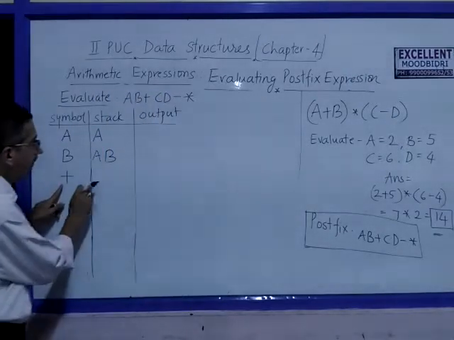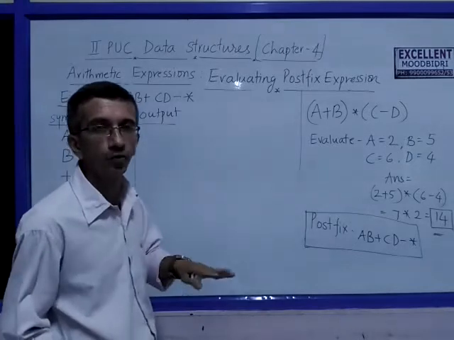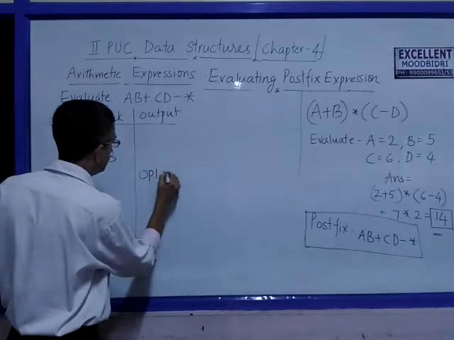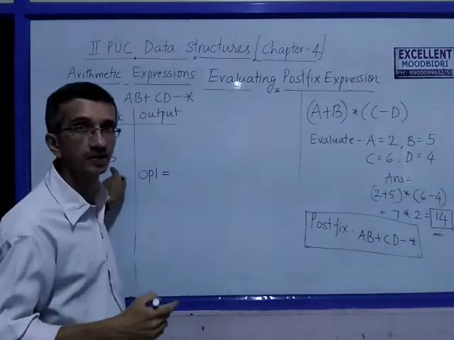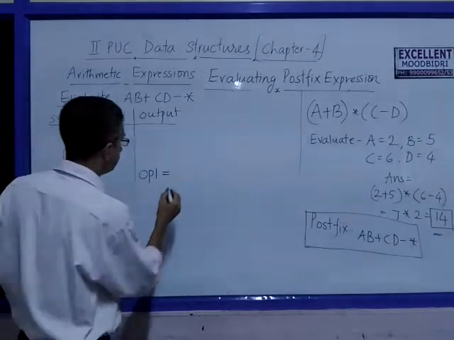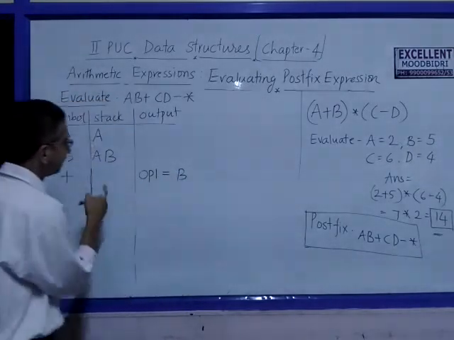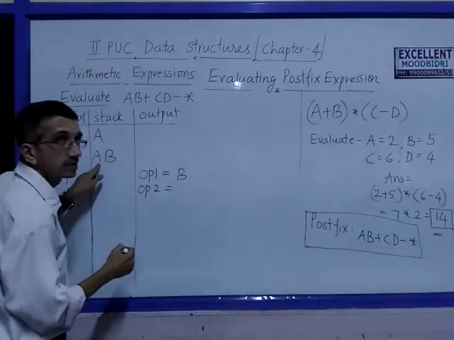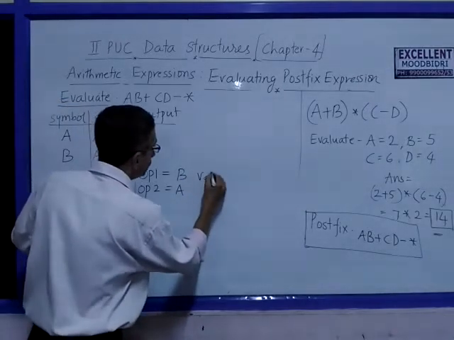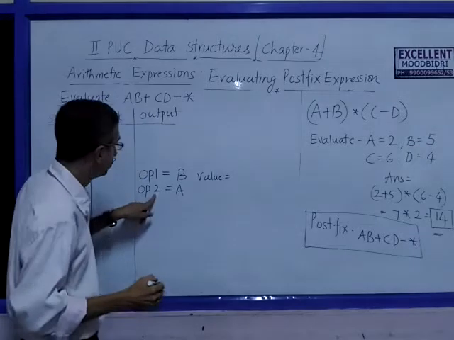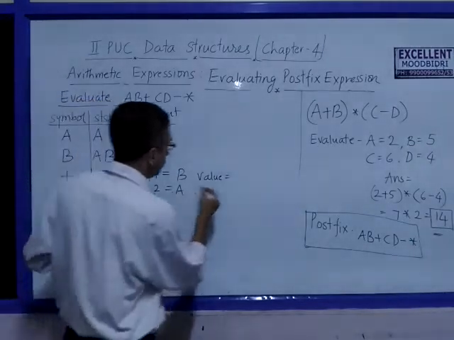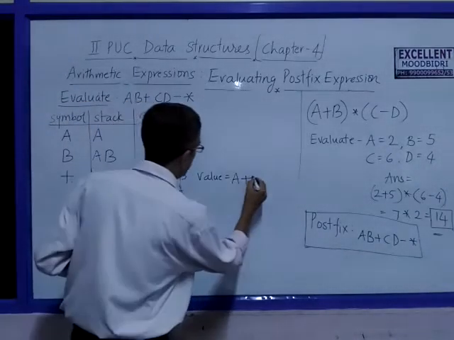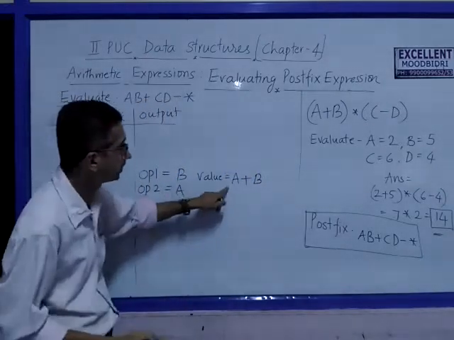First pop to get the first operand. Operand 1 is equal to pop from the stack. First pop B comes. Second pop, operand 2 is equal to the next pop A. Now find out the value. Value is equal to operand 2 symbol operand 1. Operand 2 is A, symbol is plus, operand 1 is B.